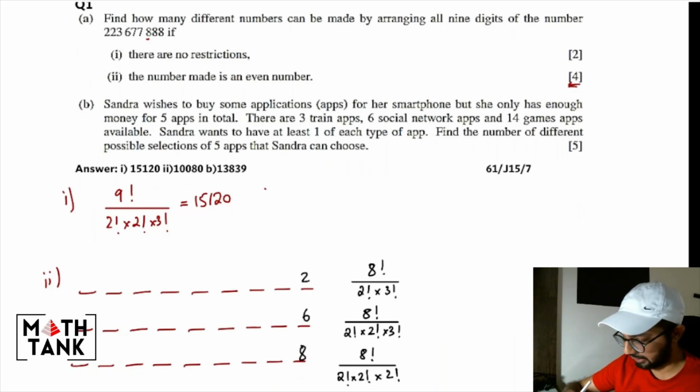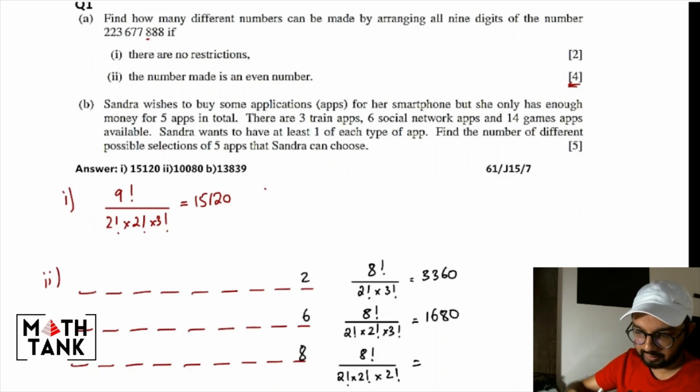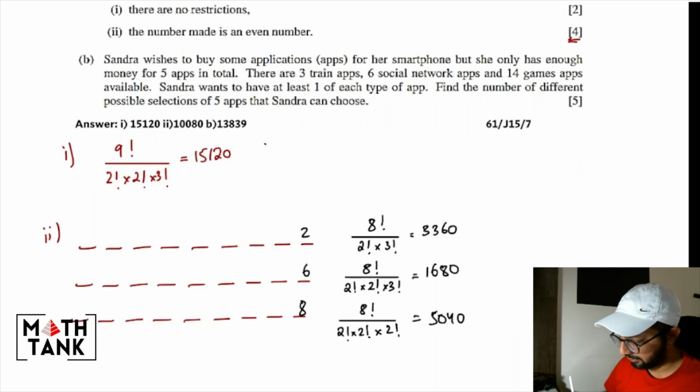Okay, so let's quickly try to do this. This gives me 3360. This gives me 1680. And it gives me 5040. Let's see what they make together. I think yes, we get the total correct. 3360, and I get 10080. That's the correct answer.